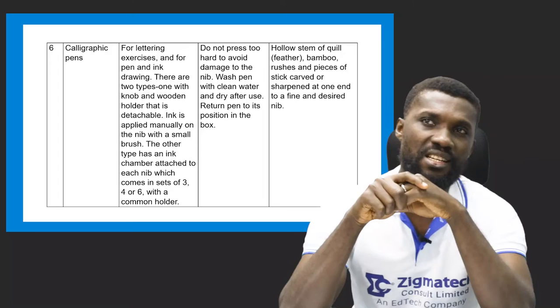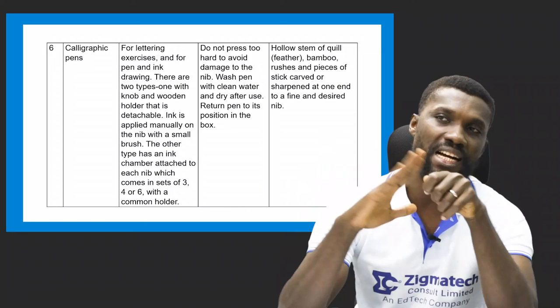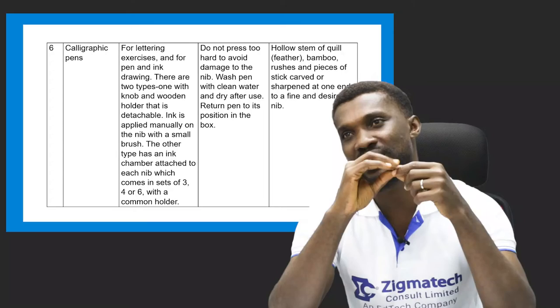Now, how to make this locally? You can actually use your feather, or you can get a bamboo stick and cut it into the shape you want. Anything that can absorb ink, cut it into the nib size you want, and then you can use it to write.